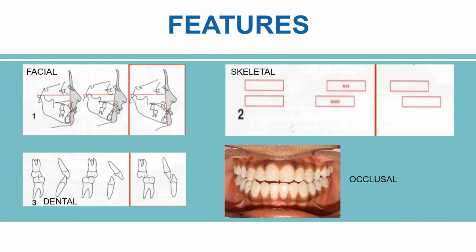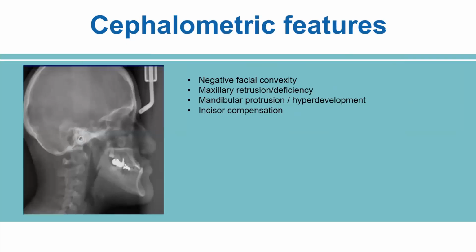Now, coming to the dental features, like we had already mentioned earlier, the molar is in a Class 3, the canines are in a Class 3, and the incisors can be in a reverse jet and a reverse bite, or it can also be edge to edge. And in occlusal, generally there are chances there could be transverse discrepancies as well. And anteriorly, we can make out whether there is a reverse jet or if the incisors are edge to edge, right?